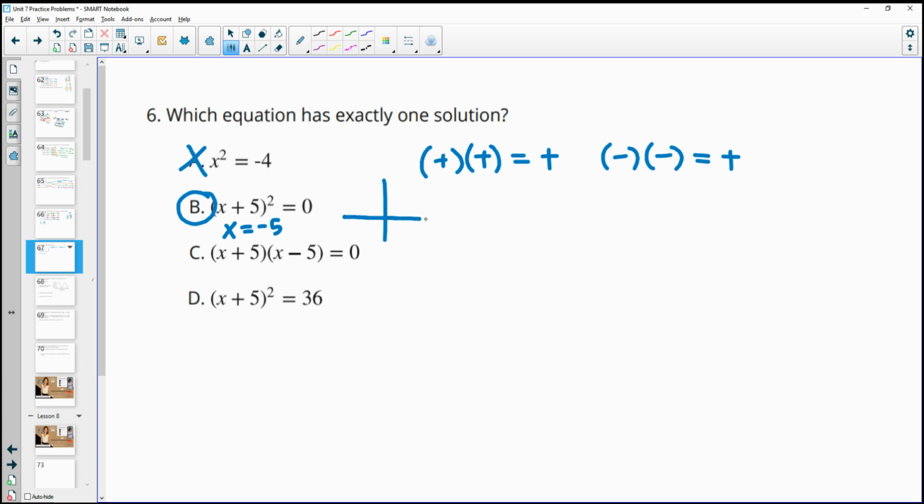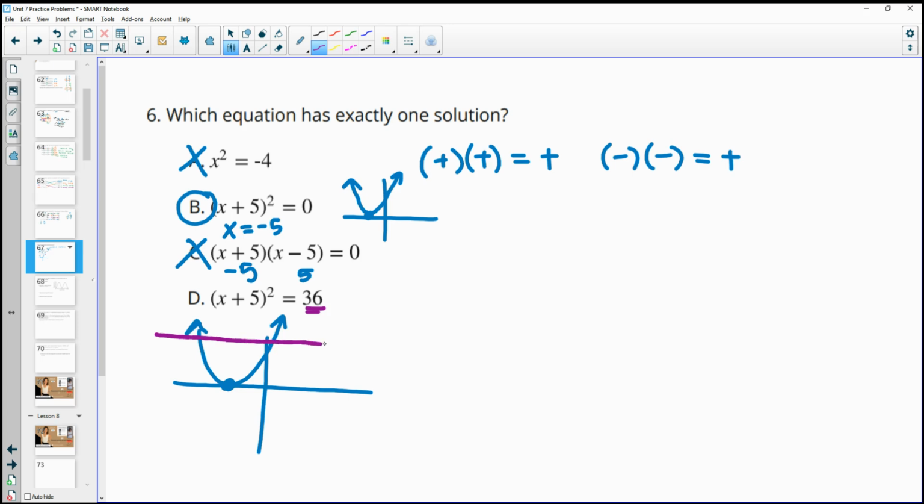If you think about graphing this, it's going to look something like this. It's just going to come down and hit right at that negative 5. Zero product property would have two solutions here, right? Negative 5 and positive 5. So that's more than one. And then D is not having it equal to 0. You could graph it similar to that first one, where it's going to cross at negative 5, but then the solutions are going to be where it crosses the y equals 36 line. And you'll see that there are going to be two solutions to that. So B is your answer.